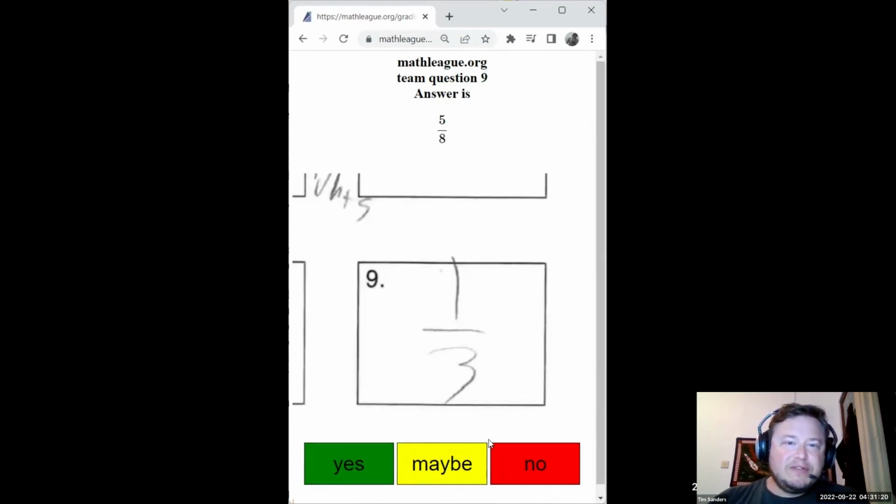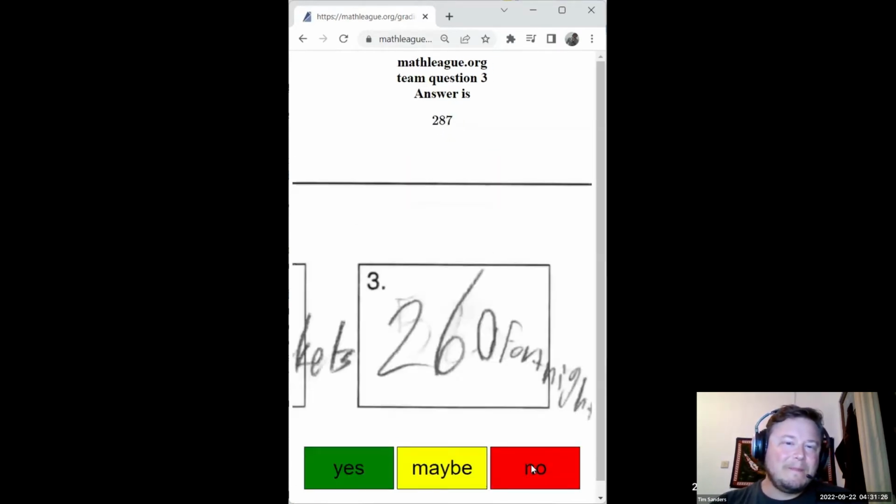So this one's a little bit clearer, right? They wrote 1/3. The answer is 5/8. So that's a no. This one, they wrote 264 nights. Okay, remember, you're ignoring any letters that they wrote, and all we care about is the number. The number they wrote was 260, and the answer is 287. So they got it wrong. But if the answer up here said 260, this would have been okay because you ignore the letters.